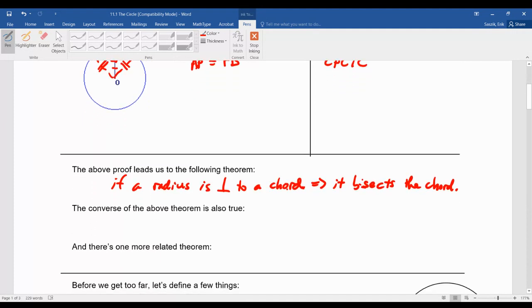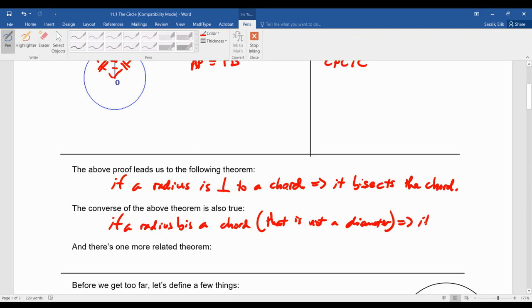Turns out the converse is true as well. And that would be what? If a radius bisects a chord, that is not a diameter, then it is perpendicular to the chord. Okay. That's the converse of the first one.